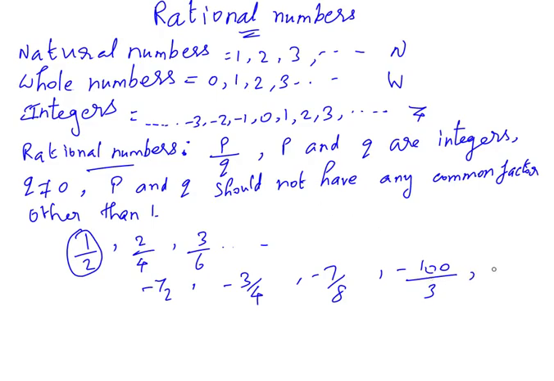0 is also a rational number. 0 divided by 1: any number divided by 1, it is a whole number, we can put denominator 1. So 0 by 1 is a rational number. So 0 is also a rational number. So a rational number is of the form p by q. P and q are integers. Q is not equal to 0. P and q should not have any common factor other than 1. Those types of numbers are called rational numbers. We'll see the properties of rational numbers.